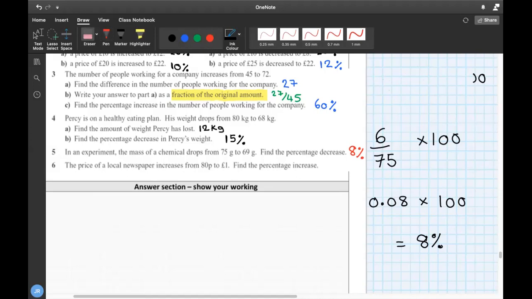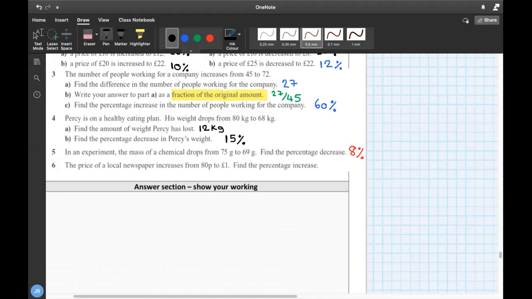Okay, final question now. Question 6. The price of a local newspaper increases from 80p to £1. Find the percentage increase. The tricky part here is the different units. Whenever you're doing percentage change, percentage increase, reverse percentages, anything like that, you must make sure that everything you're using has the same units. Here we've got pence and pounds.